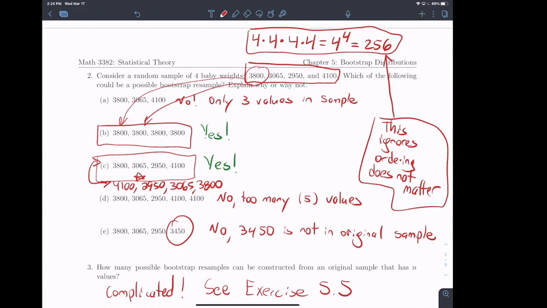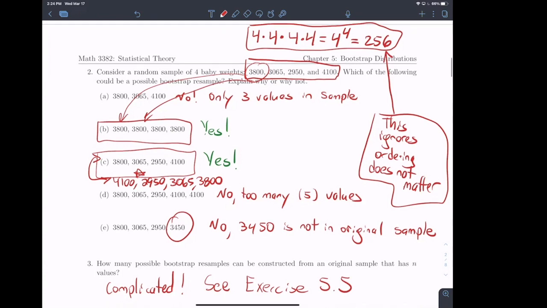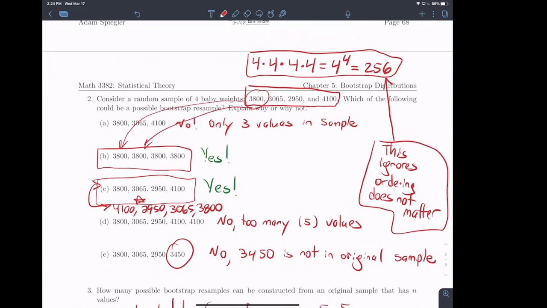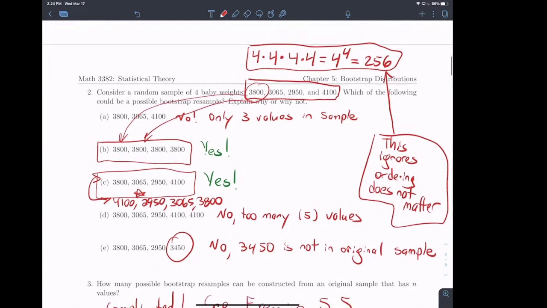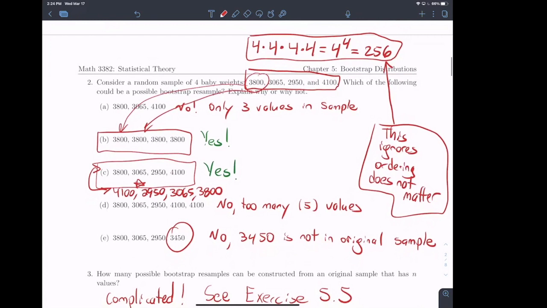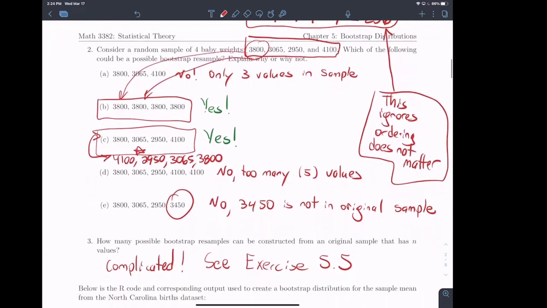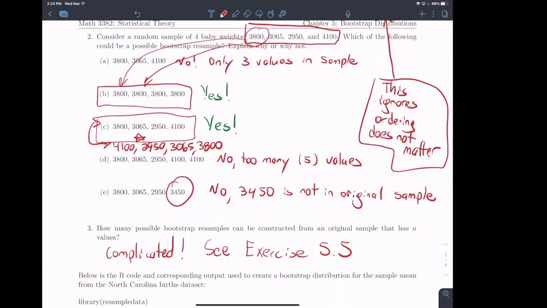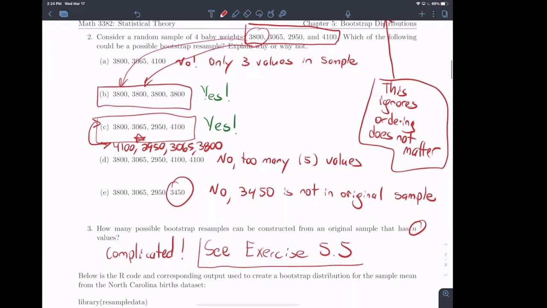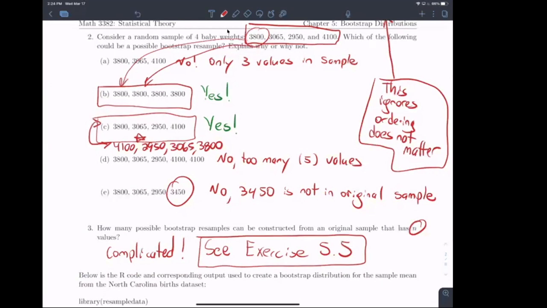So I'll just say it's really complicated to make sure that you're not double counting things and paying attention to the ordering. So in fact, in this case, we have a lot less. I think there are less than 100 bootstrap resamples that we could have here. But there is a formula to calculate exactly how many there are based on how large your original sample is. If you're curious about that combinatorics argument, I'll point you to the exercise in the book. That is not homework, but it's optional if you want to think about that.